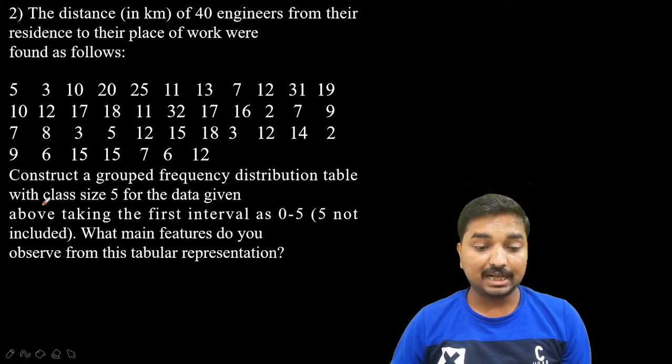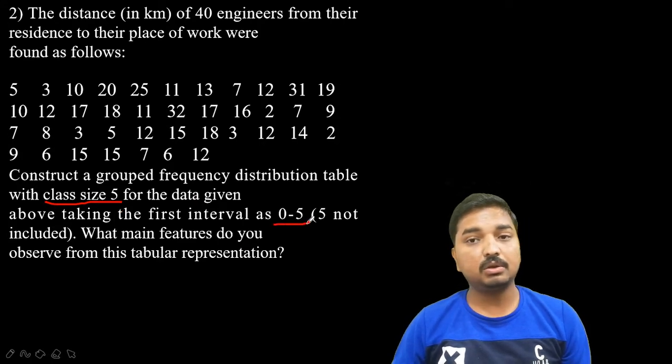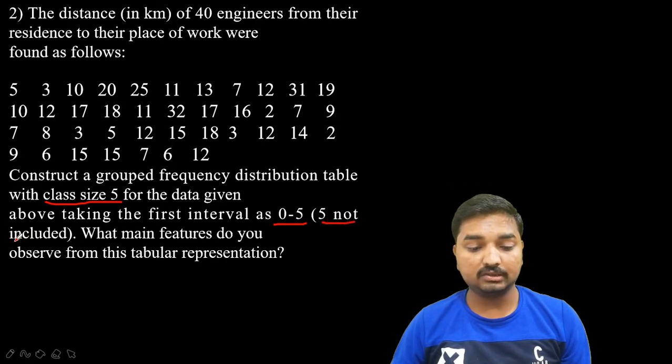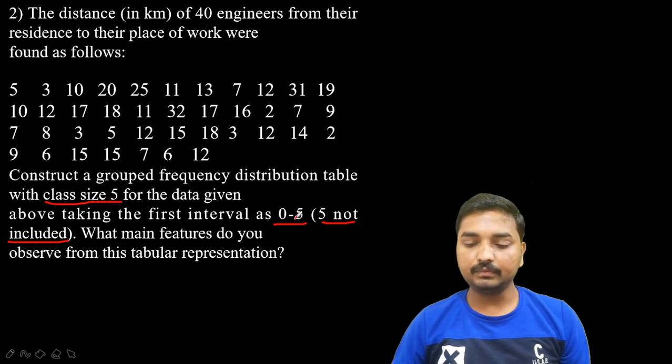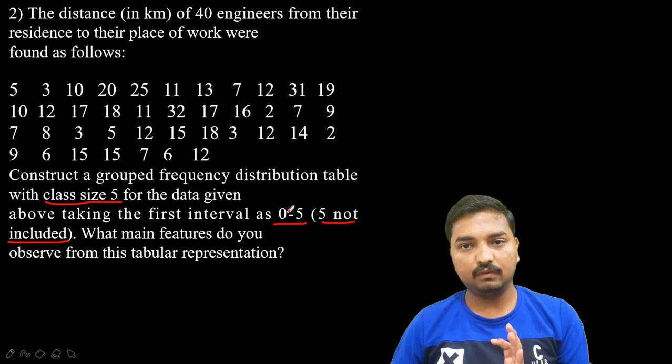Okay, with the class size, he will definitely give this one. And he is also going to give the first class interval, 0 to 5. And one more thing, 5 is not included. Okay, this was already explained in the last class, why you have to exclude 5 here. This is the general rule: don't include the upper limit in a class interval. You can include 0, 1, 2, 3, 4, but not 5. 5 will be included in the next class interval, 5 to 10, like that.